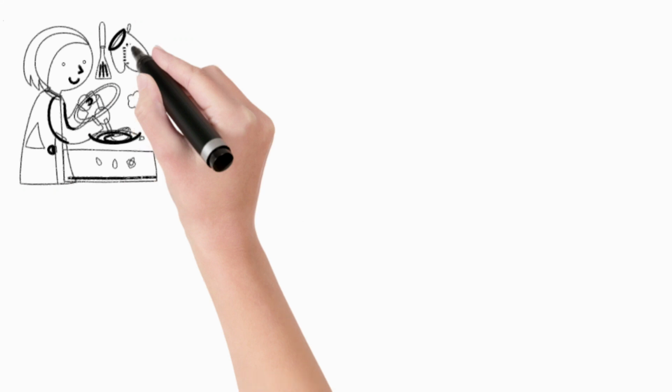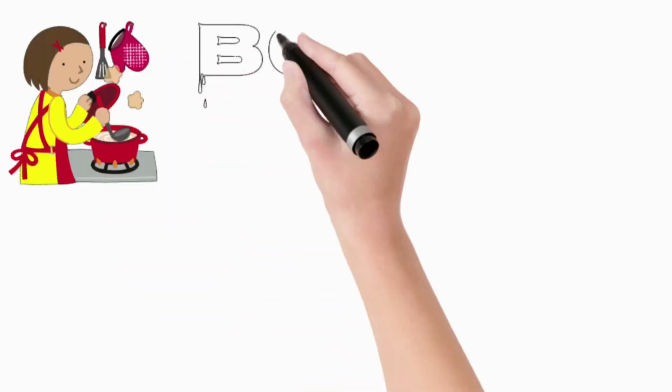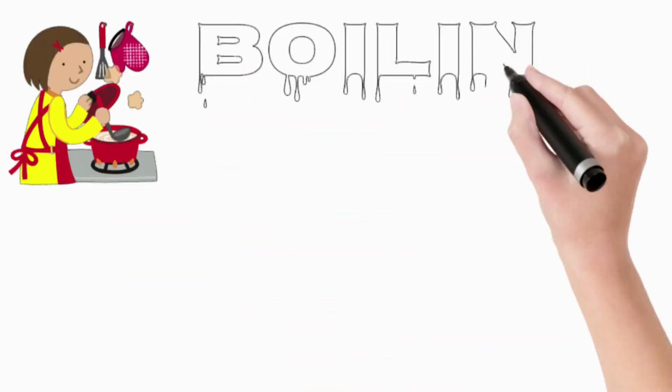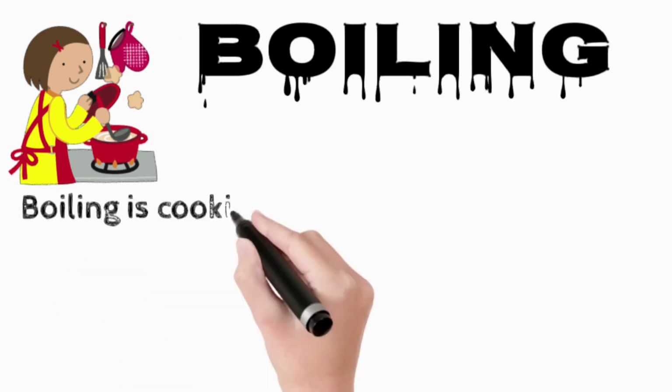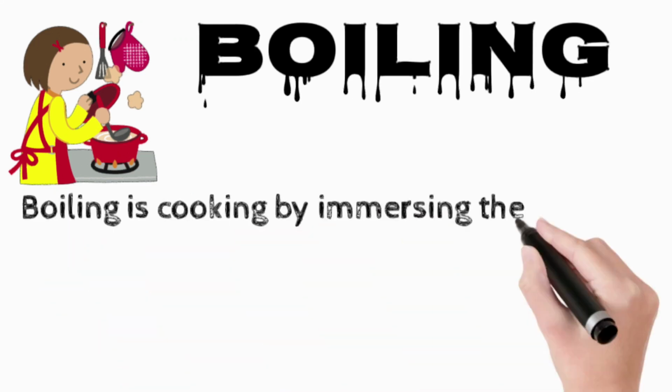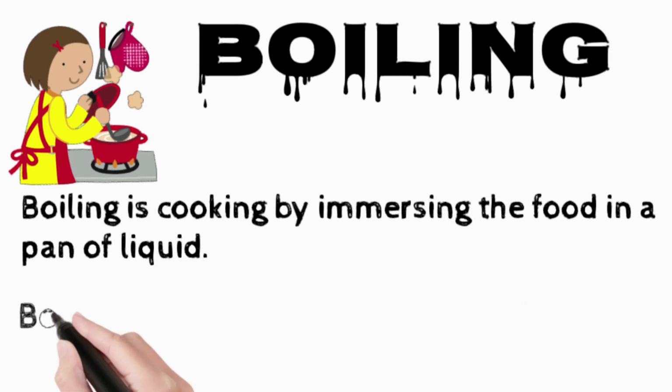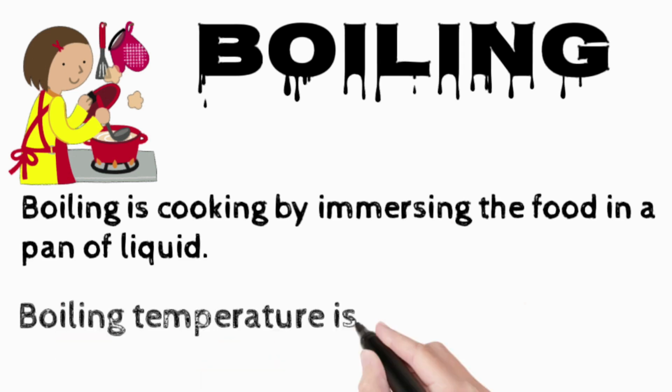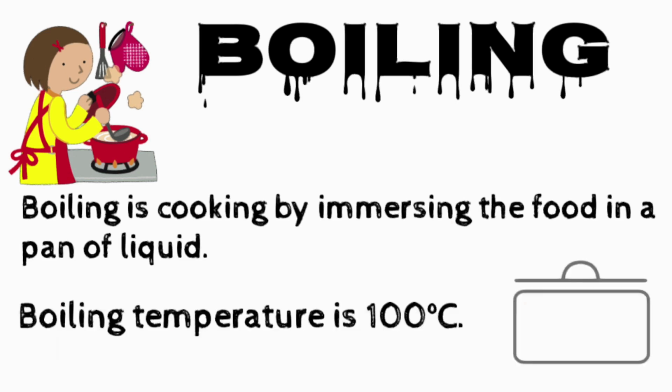Boiling. Boiling is cooking by immersing the food in a pan of liquid which must be kept boiling all the time. Boiling temperature is 100 degrees C. Vegetables are boiled at 100 degrees C. Blanching means placing a food item in cold water and bringing it to boil.